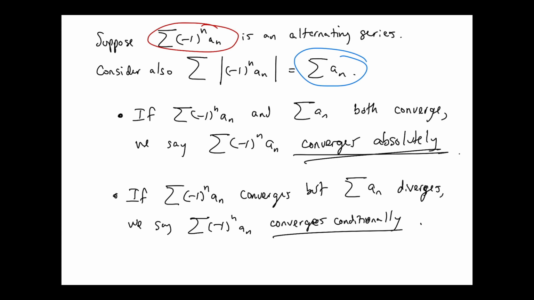If the alternating version converges, but the non-alternating version diverges, then we say that the original, the alternating version, converges conditionally. Okay? Meaning we don't know that. No, that's not quite what we mean by conditionally, but we'll see in a moment. I think maybe something will make it slightly more clear why we use that term.